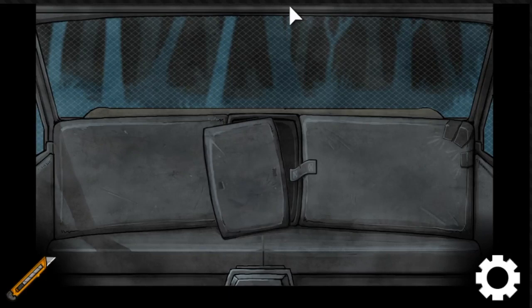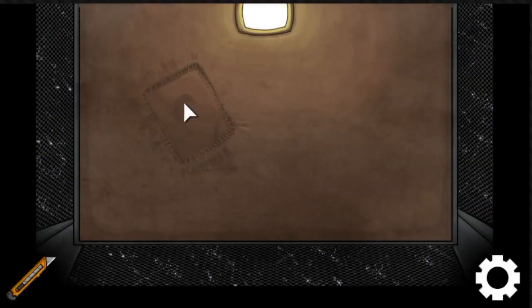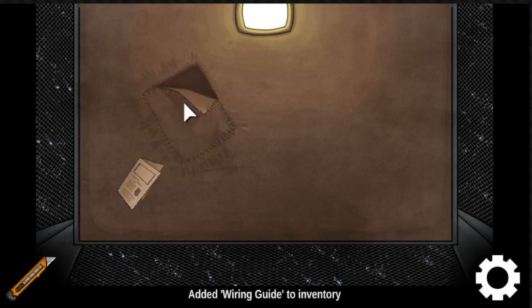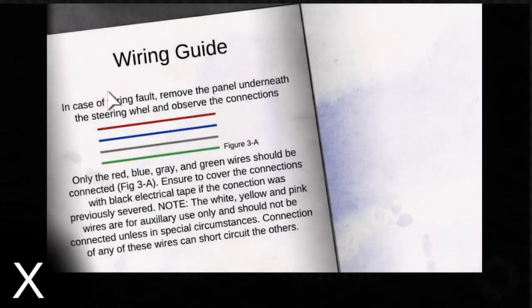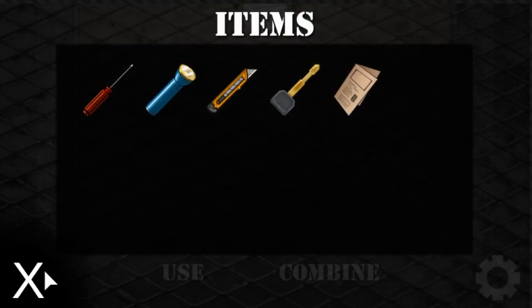But before we do that, we can move up to the ceiling and use the knife once again. And we added a wiring guide to our inventory. So if you want to look at the wiring guide, it says, in case of wiring fault, remove the panel underneath the steering wheel and observe the connections. Just ignore the fact that wheel is spelled wrong. But anyway, that should be helpful in the future.